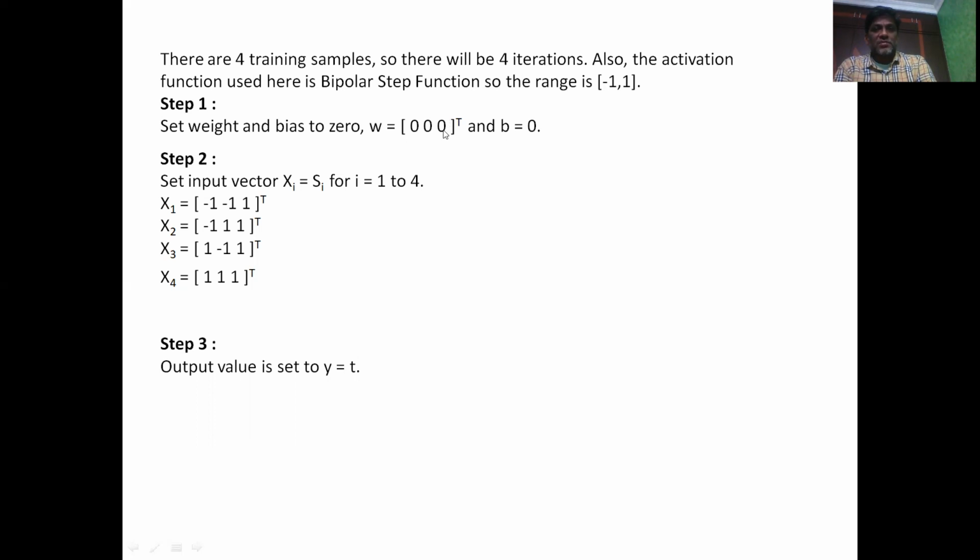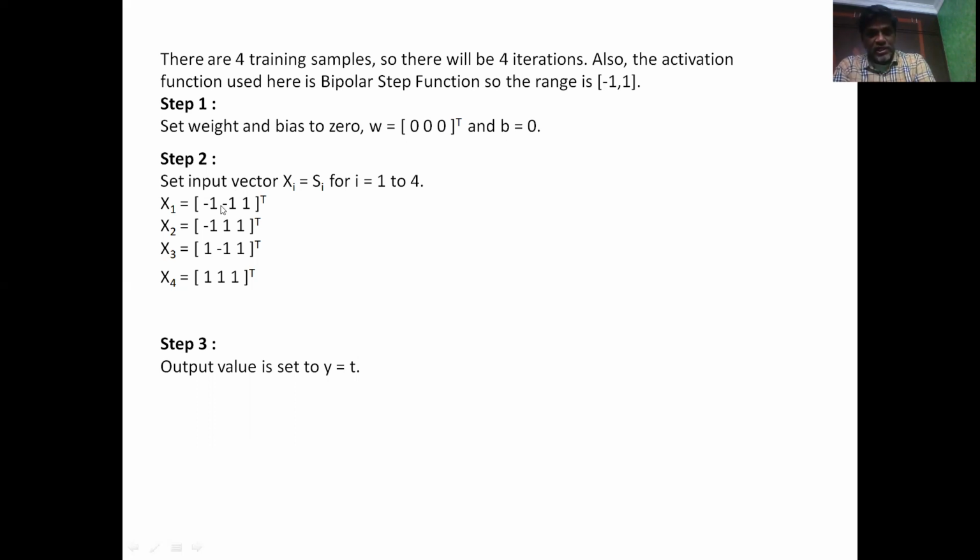Actually, this contains the bias also. The third value is bias 0. Okay, and set input vector xi is equal to si for i is equal to 1 to 4. That means x1 is equal to the first input vector, -1, -1, 1.